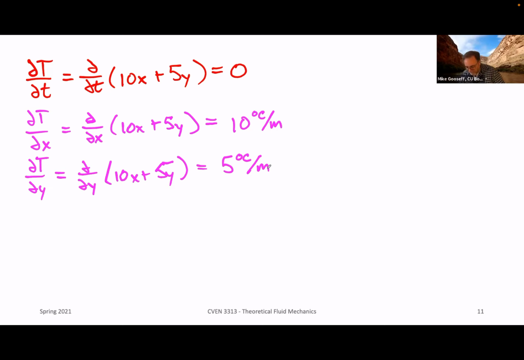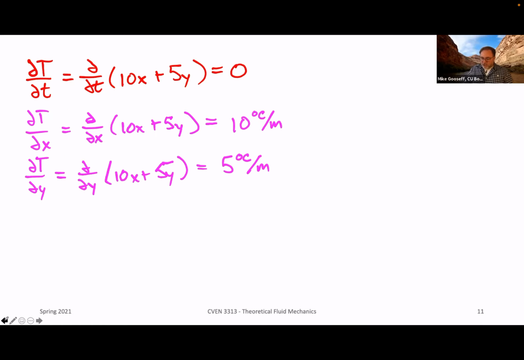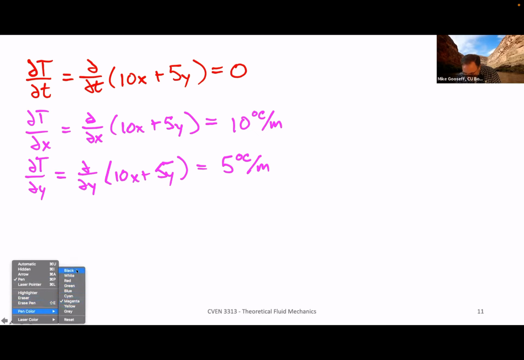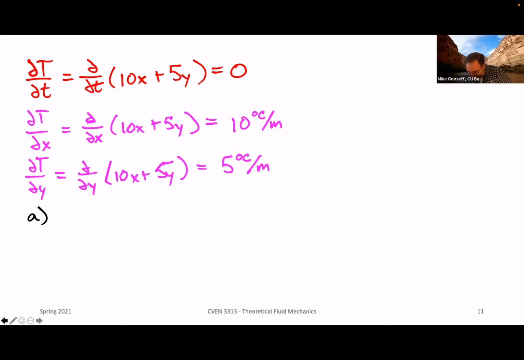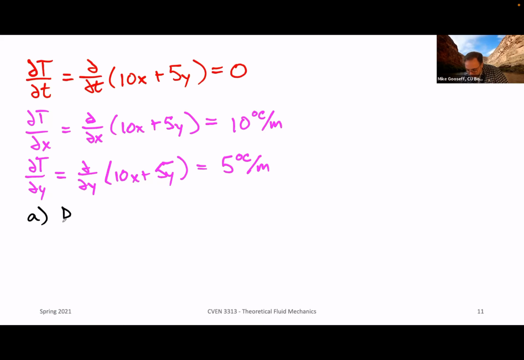So now we can put it all together. Let's do that. For A, what do we have? We had u is equal to 20 and v is equal to 0. So for A, dT/dt, the change in temperature with time, is equal to, remember we said that the temporal component, del T del t, is equal to 0.